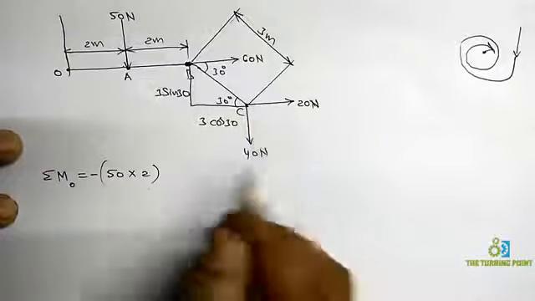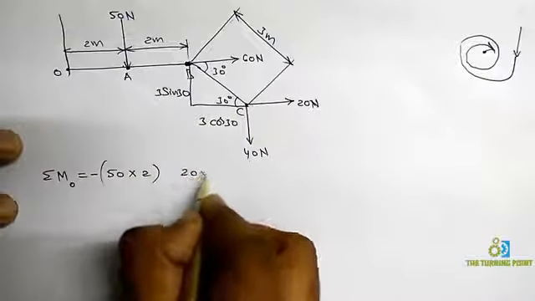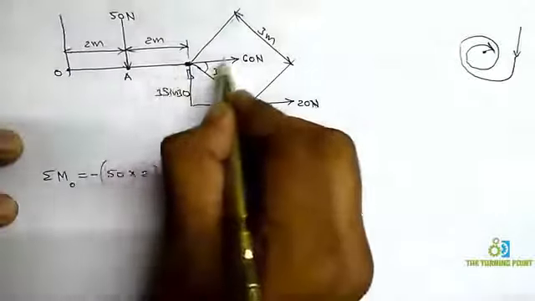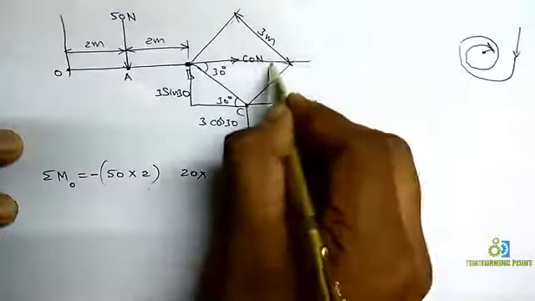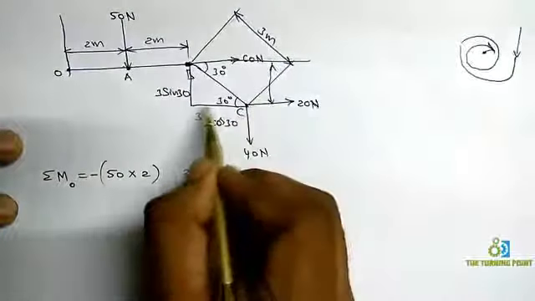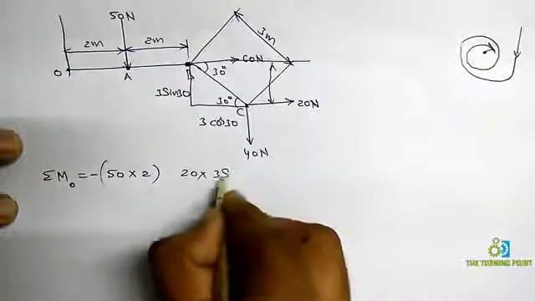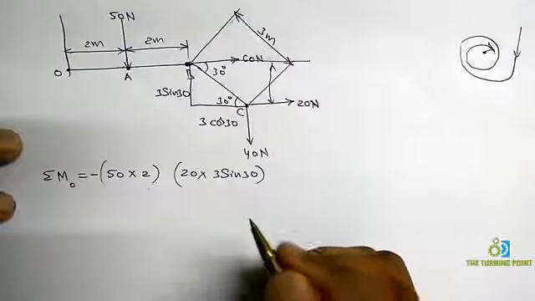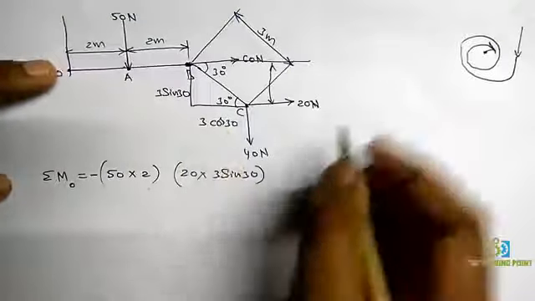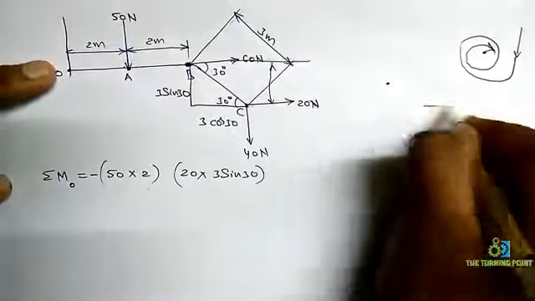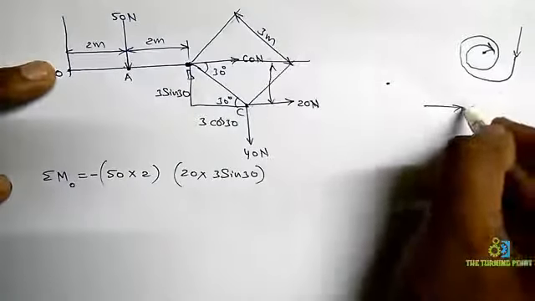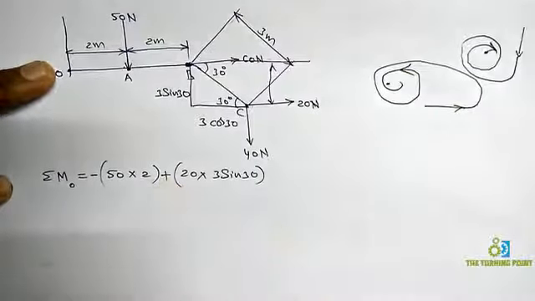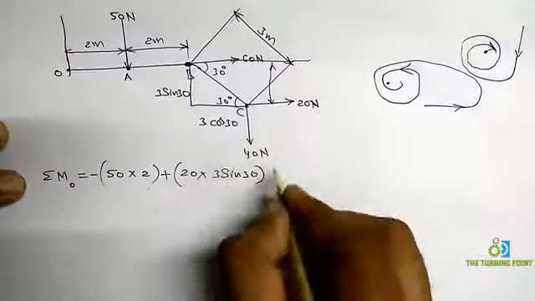Next we will consider the 20 newton force. 20 into the perpendicular distance. Draw a line passing through the moment center parallel to the considered force. Then a line will appear like this, and this is the perpendicular distance. The distance is nothing but 3 sin 30, right? To find whether it is clockwise or anti-clockwise, the moment center O is here and the 20 newton force is here. In the direction of force, encircle the moment center. How am I doing it? Anti-clockwise means positive.